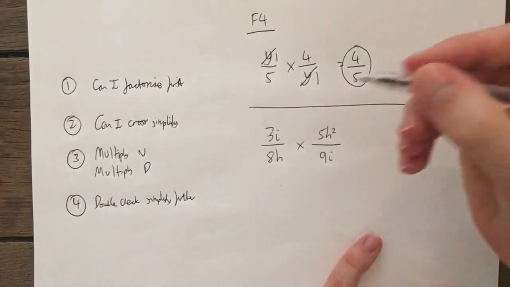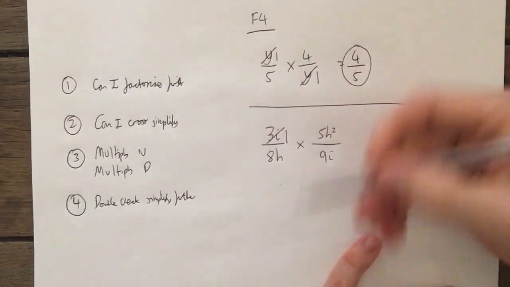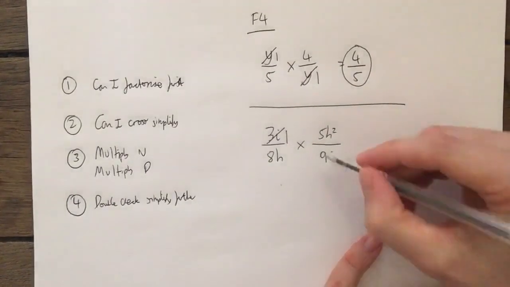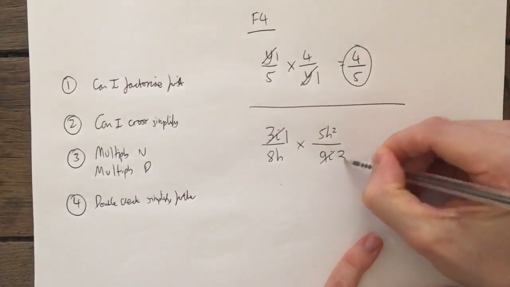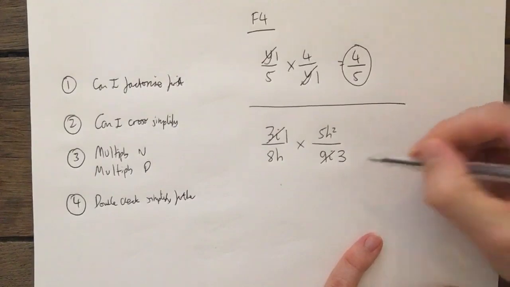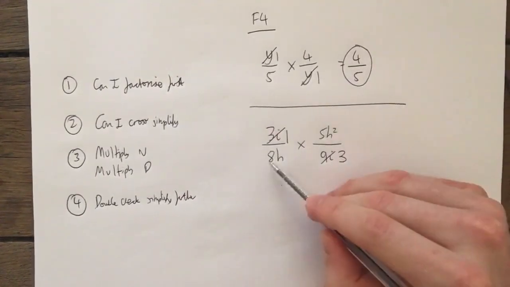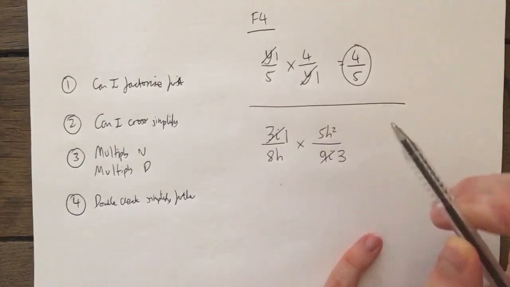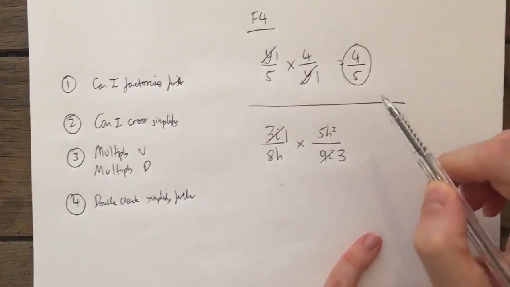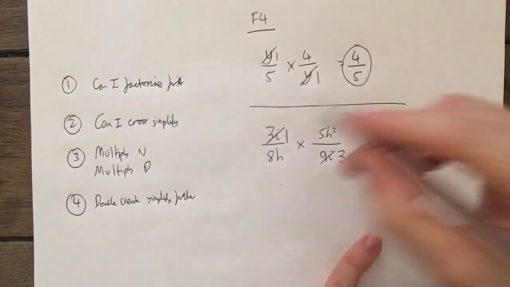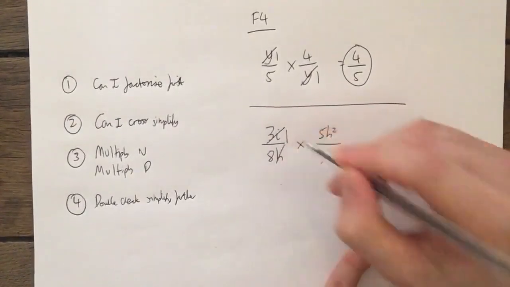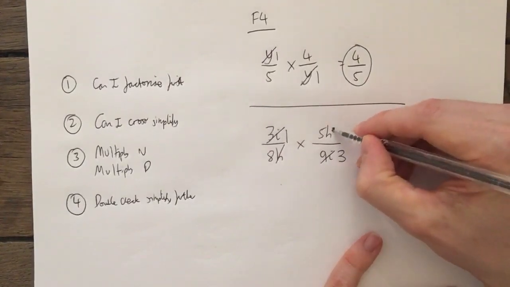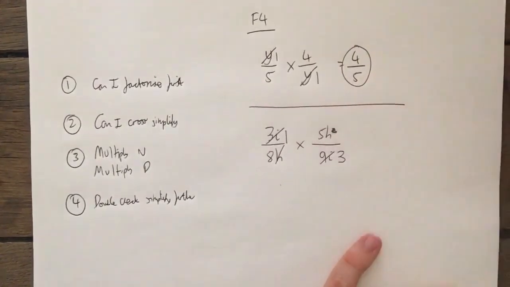3i divided by 3i is 1. Again, I'm putting 1 down there because there's no other value. 9i divided by 3i is 3. So therefore that becomes 3. Then I look at this: 8h and 5h squared, they do have something in common. They've got an h in common. So I can take out the h. If I divide by h here, that leaves me just with 8. If I divide by h here, that will get rid of the squared, so therefore it becomes 5h.